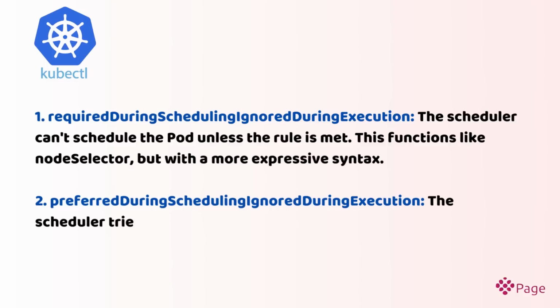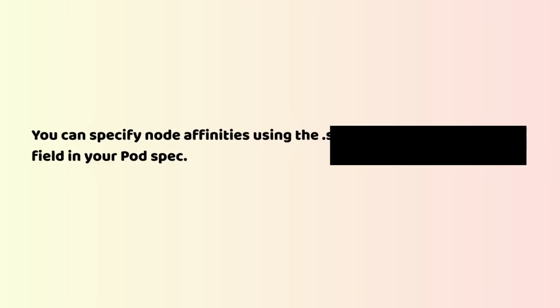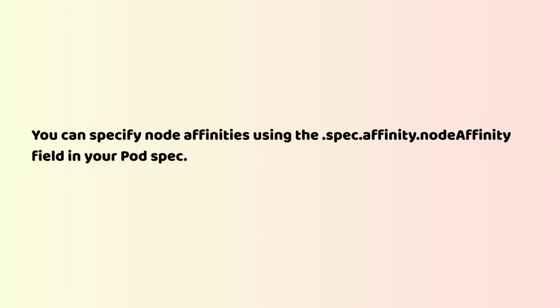Preferred during scheduling, ignored during execution. The scheduler tries to find a node that meets the rule. If a matching node is not available, the scheduler still schedules the pod. You can specify node affinities using the spec.affinity.nodeAffinity field in your pod spec.